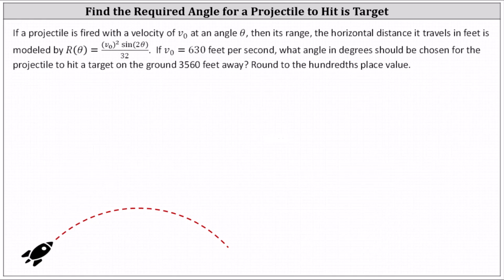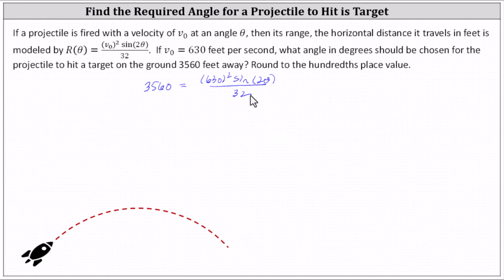Because r of theta is the range, we set r of theta equal to 3,560. And because v sub 0 is the initial velocity, we set v sub 0 equal to 630. This gives us the equation 3,560 equals 630 squared times sine 2 theta, all divided by 32. And now we need to solve the equation for theta.